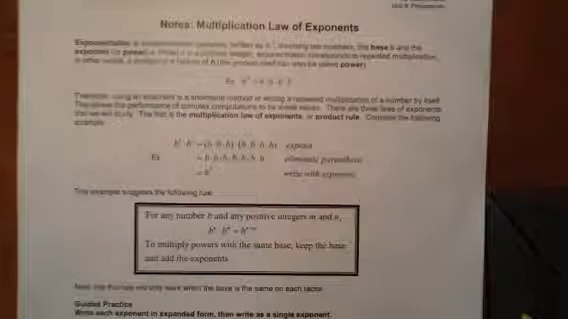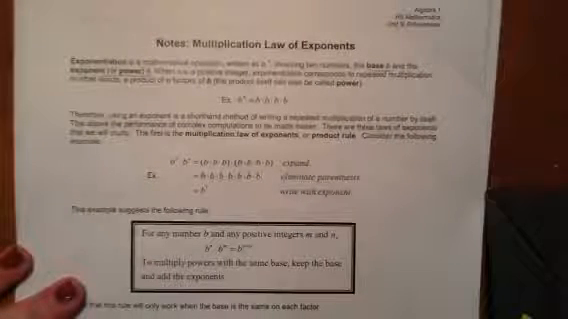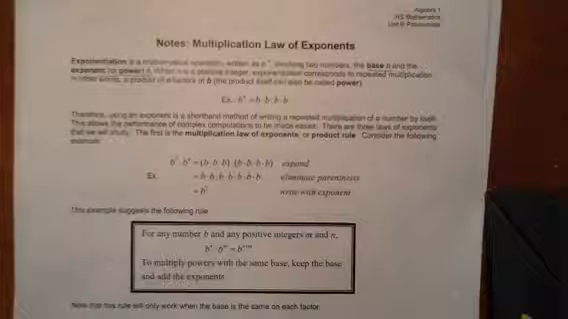Okay, this is Notes: Multiplication Law of Exponents. As you can see, it says that an exponent consists of two numbers, a base number here, and an exponent or a power. What we're going to be looking at are laws of using those exponents in a simplified form instead of having to write it out each time. We're going to start out with expanding it, and then you can see what the rules are.